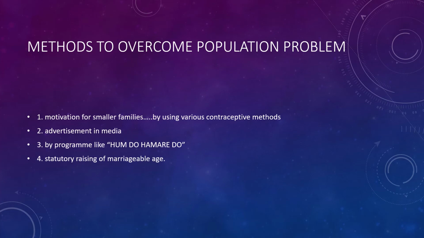Last is the raised marriageable age. The marriageable age increases. Increases means it is not increased by the government. According to the government, 18 is the age for the girl, and 21 is the age for the male for marriage. But people are aware, people are educated, so they increase the marriageable age. With the help of that, we are able to overcome the population problem.